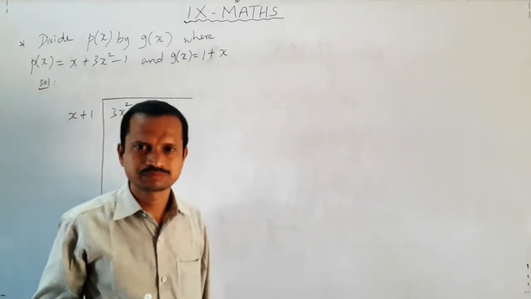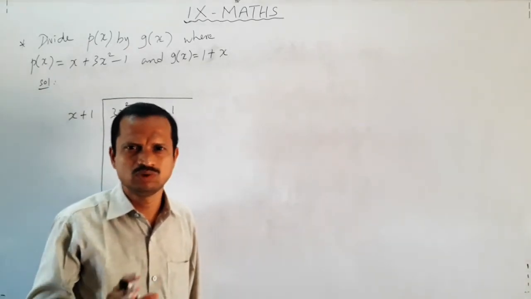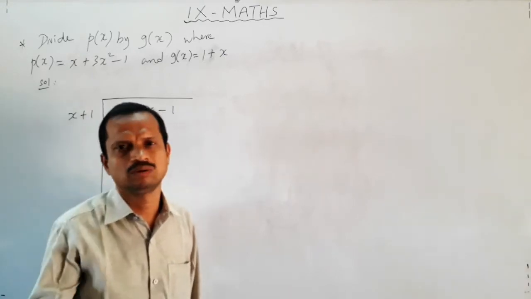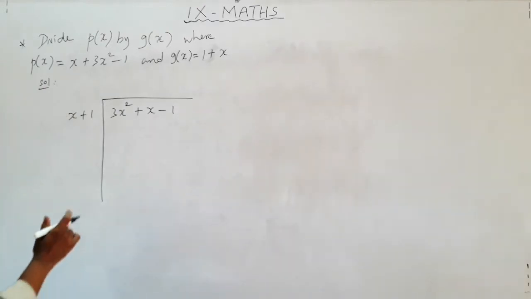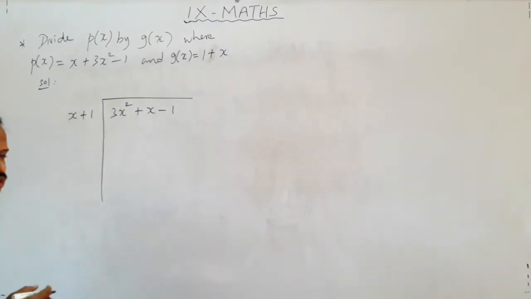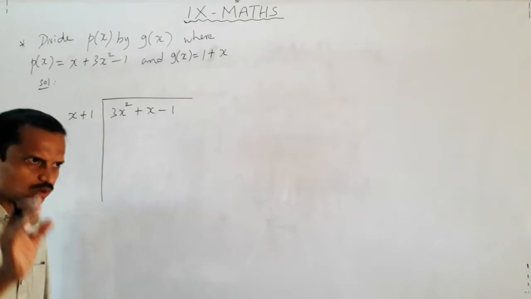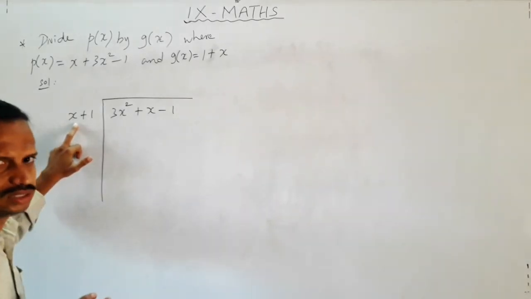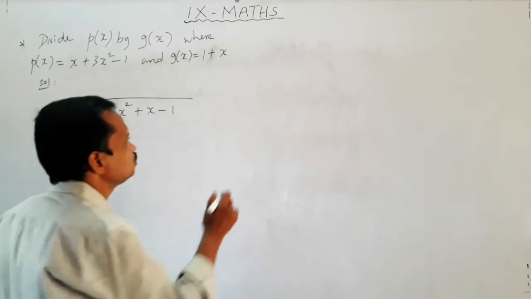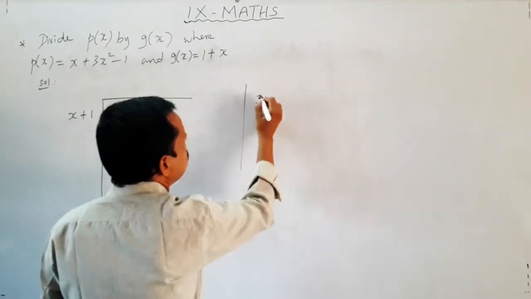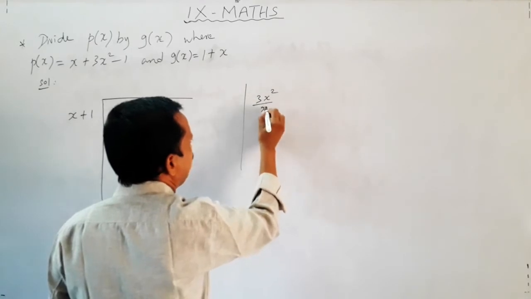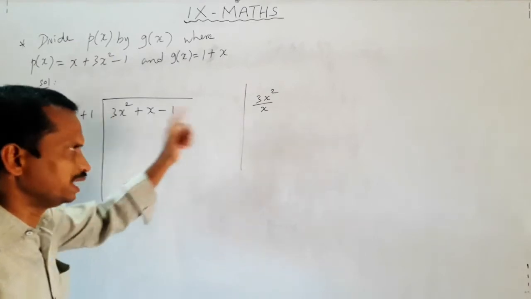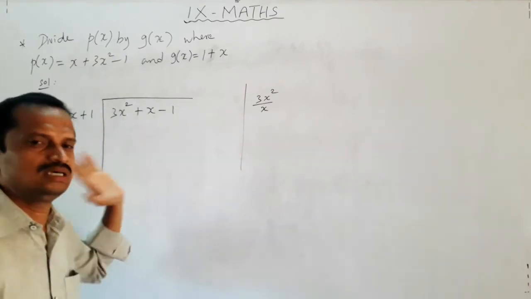Many of them are not observing the way of doing. This is the method of doing the actual division, polynomial by another polynomial. So focus here. 3x square is the first term in this dividend area. And in the divisor, which is the first term? x. So what I am going to do is 3x square by x. First term of dividend by first term of divisor.